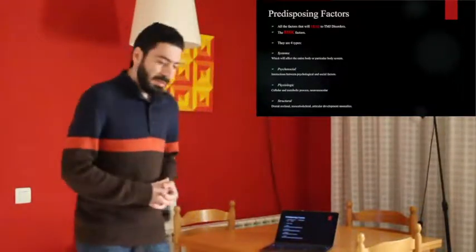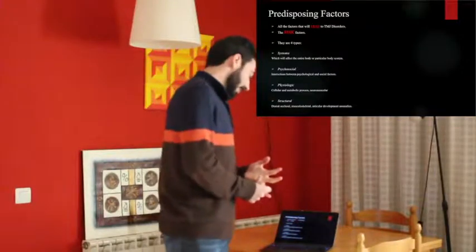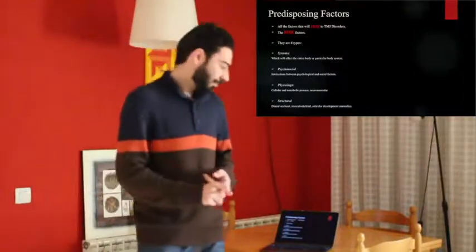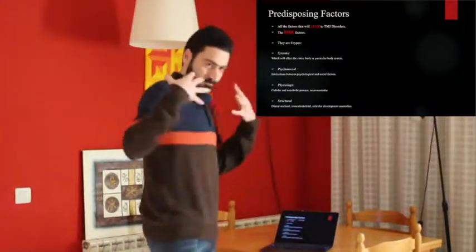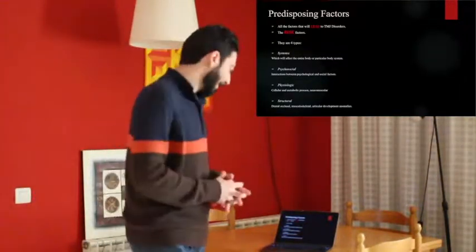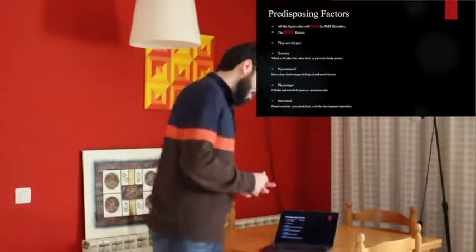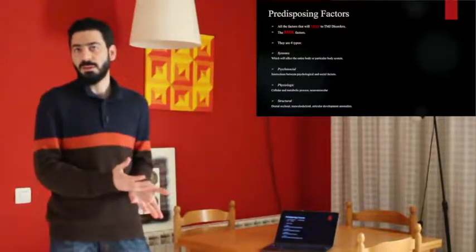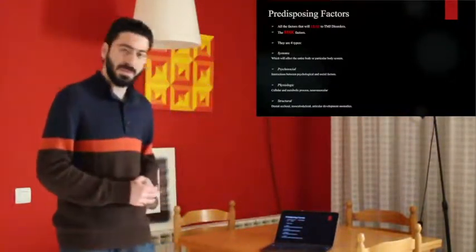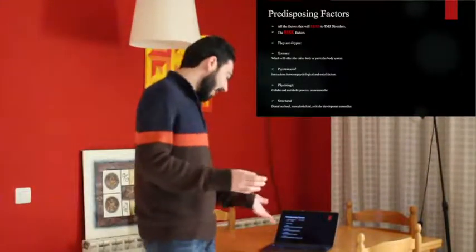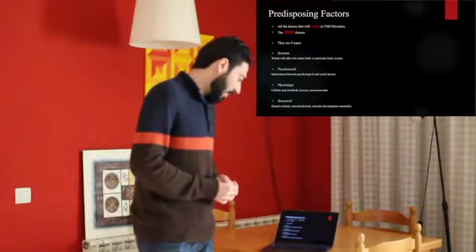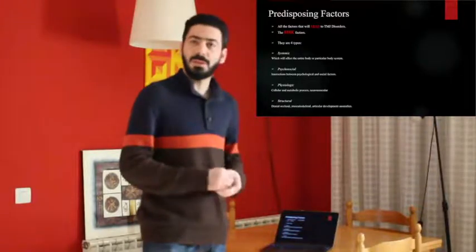There are four types: the systemic, the psychosocial, the physiologic, and the structural. The systemic one affects the entire body, or a specific system in the body. The psychosocial is the interaction between psychological factors and social factors. The physiologic involves cellular and metabolic processes or neuromuscular factors. And the last one, the structural factors, concerns dental occlusion, musculoskeletal factors, and articular development anomalies.